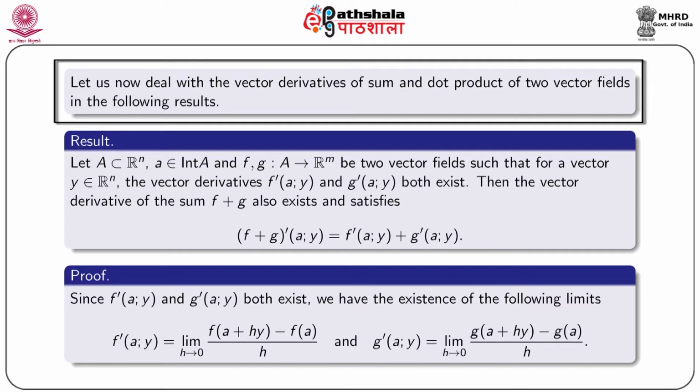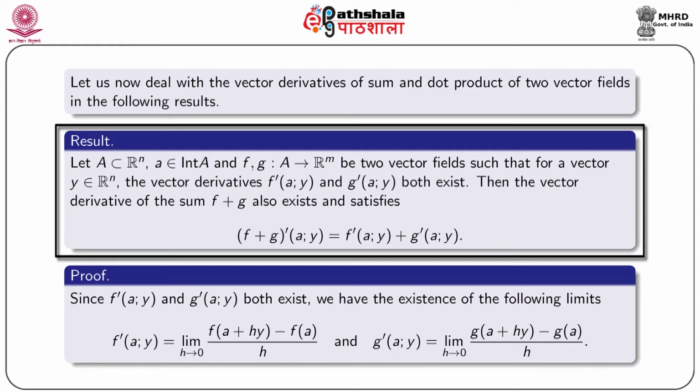Now we shall deal with the vector derivatives of sum and dot product of two vector fields in the following result. Let A be a subset of Rn, a an interior point of the set A, and F, G two vector fields defined on the set A. The codomain of F and G is in Rm. Now F and G are such that for a vector y in Rn, the vector derivatives f dash ay and g dash ay both exist. We claim that the vector derivative of the sum f plus g also exists and satisfies f plus g dash ay equals f dash ay plus g dash ay.